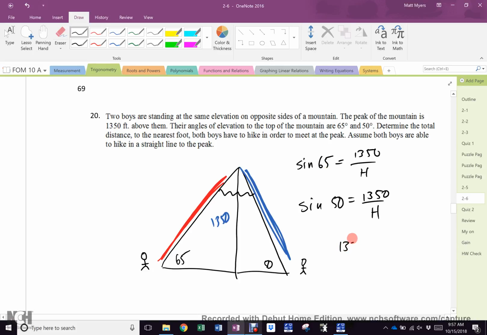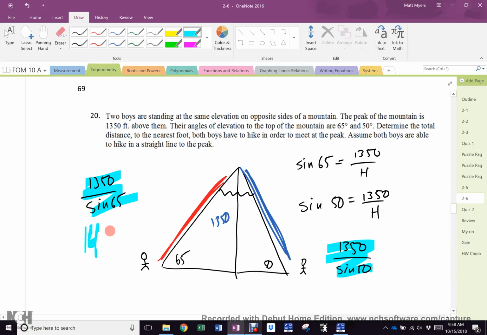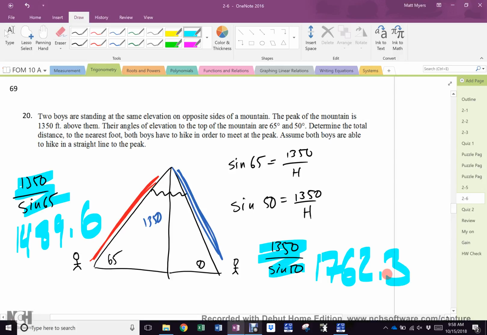This guy is 1350 divided by sine 65, and this guy is 1350 divided by sine 50. If you get to there, I'm happy. The answers: this guy had to walk 1489.56, and the other guy had to walk 1762.3. Yeah? Yeah.